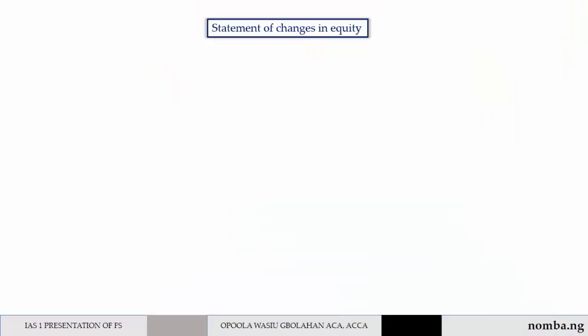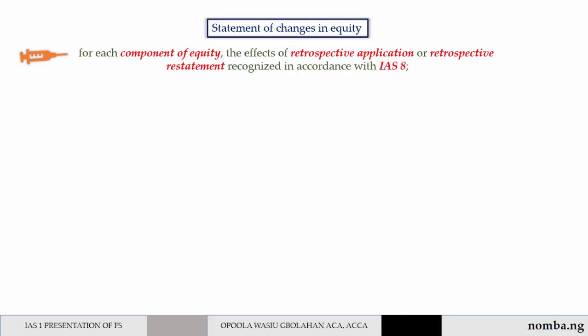Welcome back. The next statement we will look at is the statement of changes in equity. The statement of changes in equity shall include the following information. A. For each component of equity, the effect of retrospective application or retrospective restatement recognized in accordance with IAS 8.